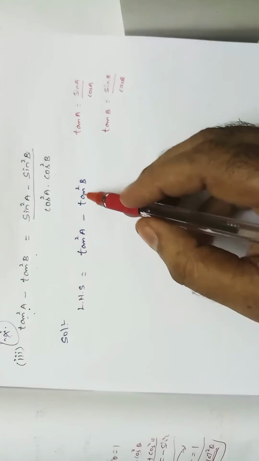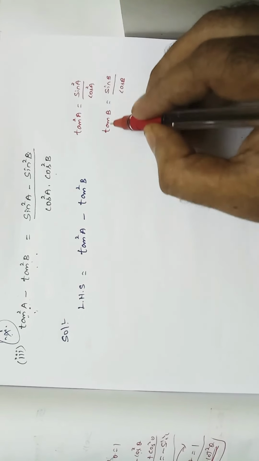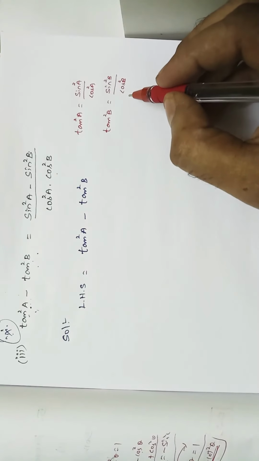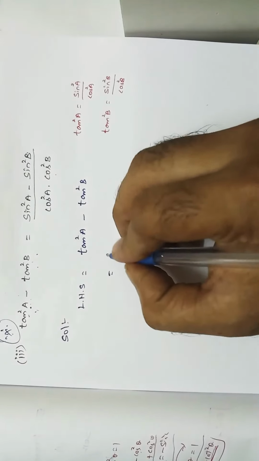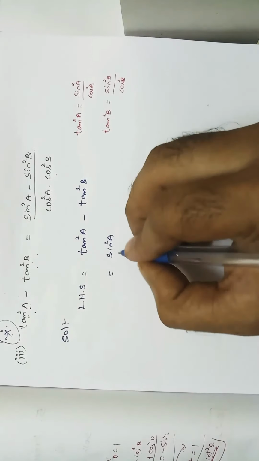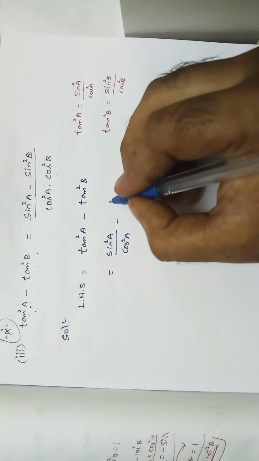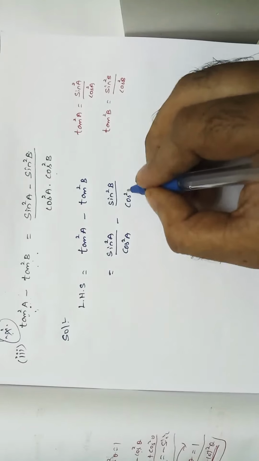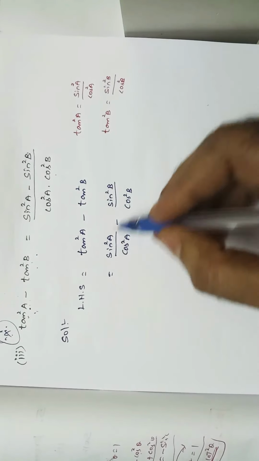But here it is tan square A, tan square B. So tan square A is equal to sin square A divided by cos square A. Tan square B is equal to sin square B divided by cos square B. So instead of tan square A, what I'm going to write? Sin square A divided by cos square A, minus tan square B, which is sin square B divided by cos square B. Both are in terms of fractions, so do the cross multiply.